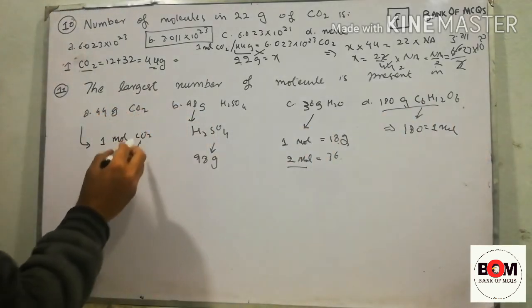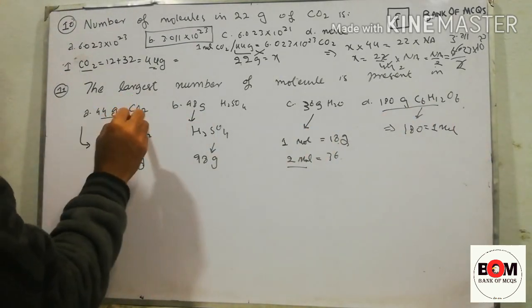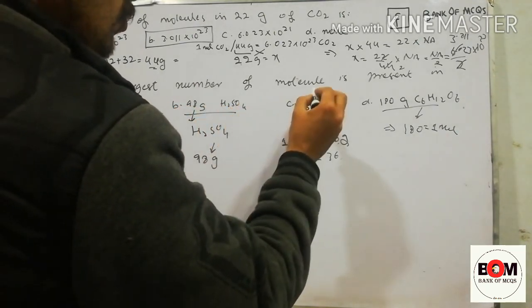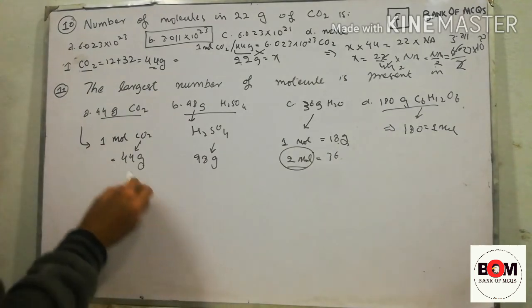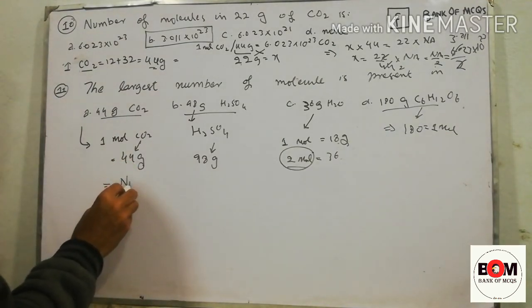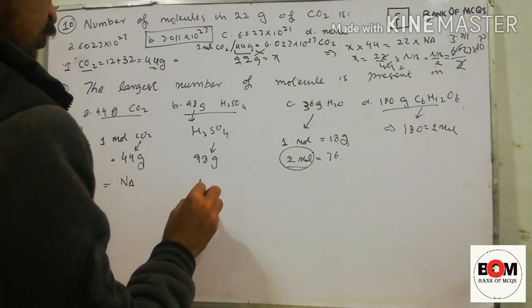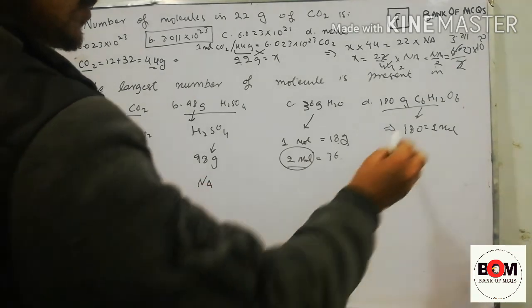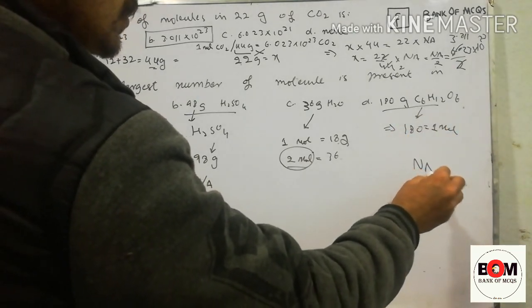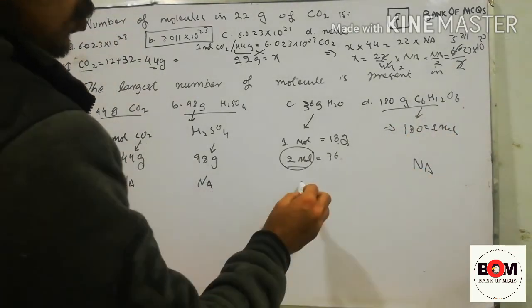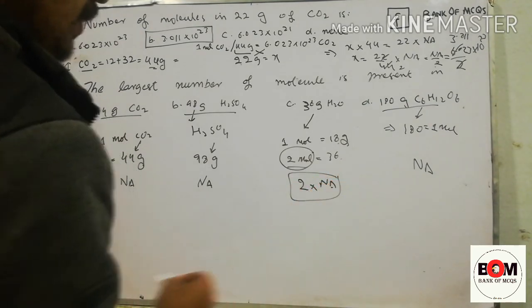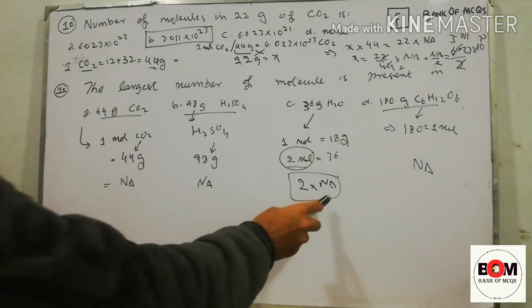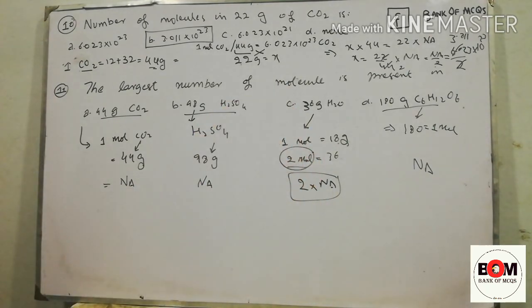So the given options are: 22 gram CO2 is half a mole, 1 mole H2SO4, but water is 2 mole, and 1 mole C6H12O6. So 1 mole is Na molecules, 1 mole H2SO4 is also Na molecules, 1 mole C6H12O6 is Na molecules, but 2 mole of water is 2 multiplied by Na. So 2 multiplied by Na is the largest number of molecules, present in 36 gram of H2O.